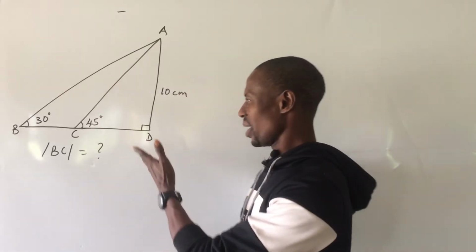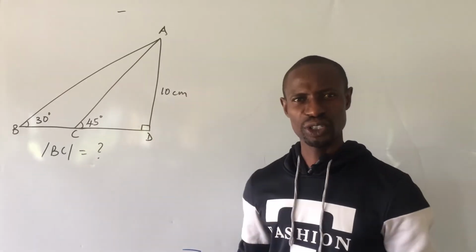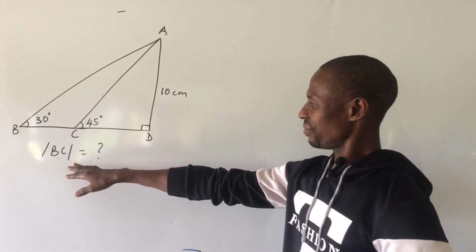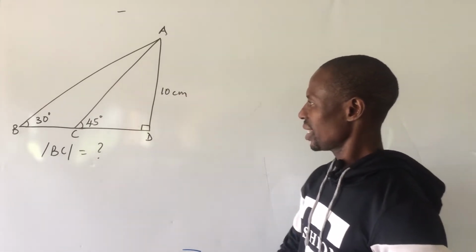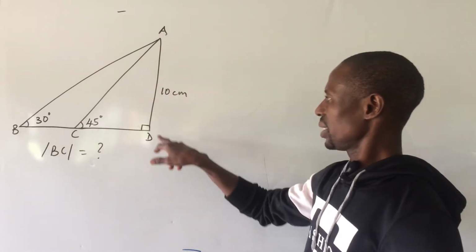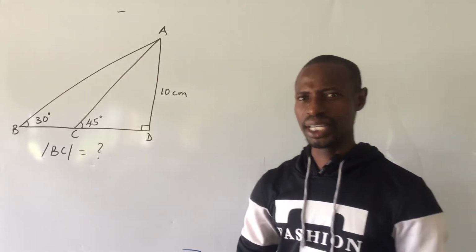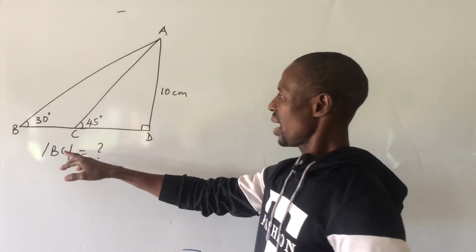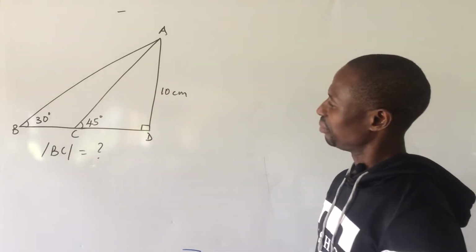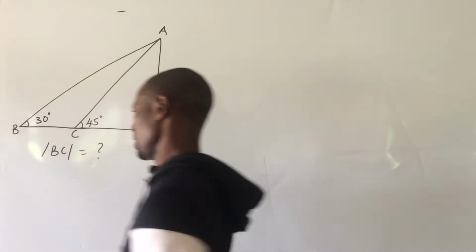Okay. Now we have a challenge on solving triangle. From the diagram, we are asked to find line BC. Now let's look at our diagram. We have A, B, C, D, and we have 90 degrees in here. So how do we get line BC from this given diagram? So let's take our solution.